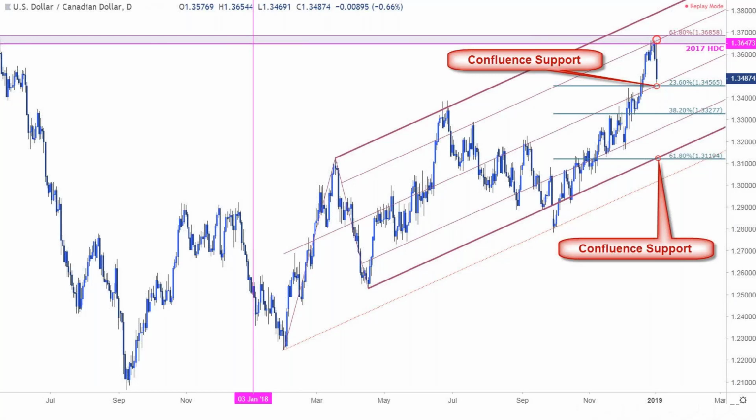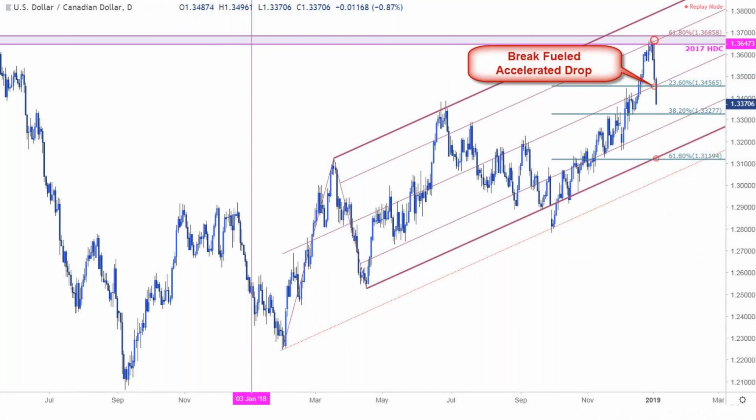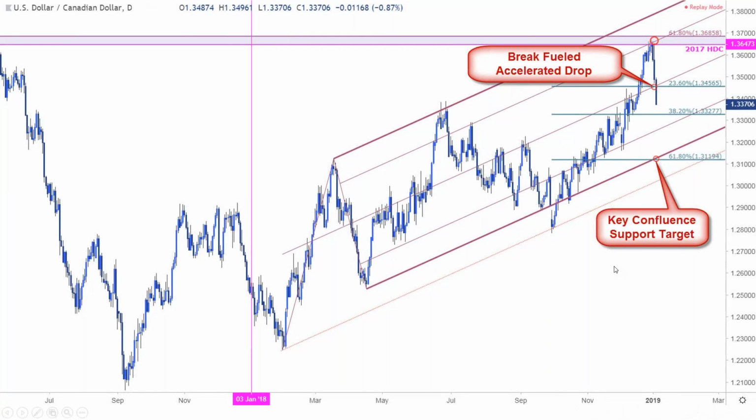If it breaks, I don't want to see price meander, something like this. If it breaks, I want a shot down. If it's going to hold, I want a strong inflection higher. Well, the break happens, and you're looking for automatically a run into the 38.2. Key support is the confluence of the 618 and major uptrend support.